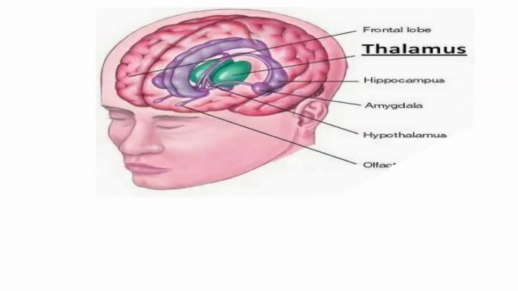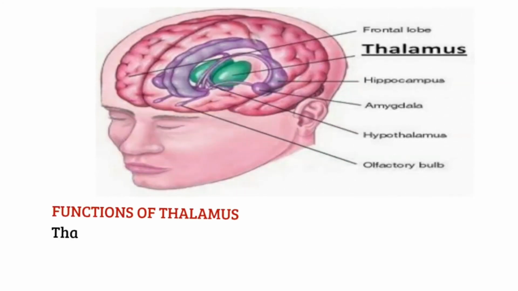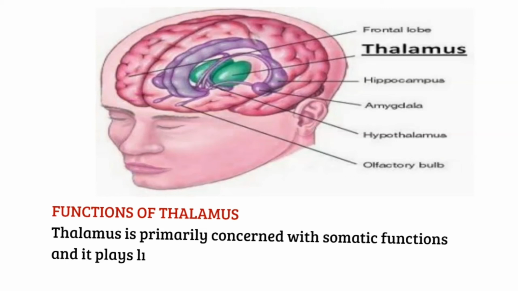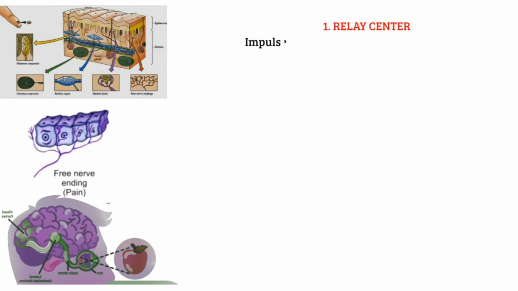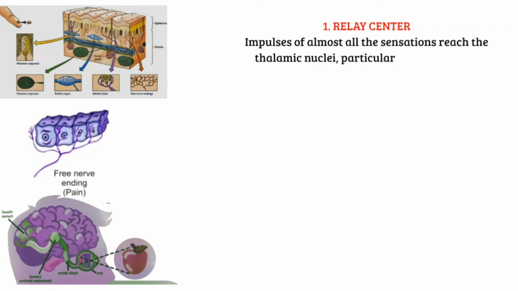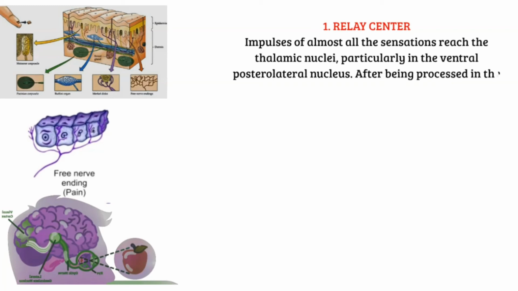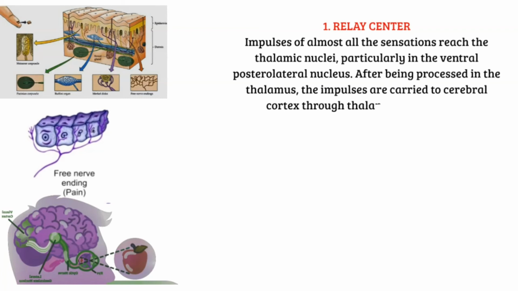So now we will see the functions of thalamus. So thalamus is primarily concerned with somatic functions and it plays little role in the visceral functions. Following are the various functions of thalamus. Number 1, relay center. Impulses of almost all the sensations reach the thalamic nuclei, particularly in the ventral posterolateral nucleus. After being processed in the thalamus, the impulses are carried to cerebral cortex through thalamocortical fibers.